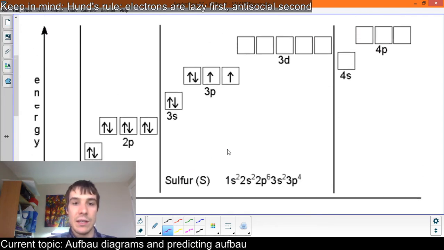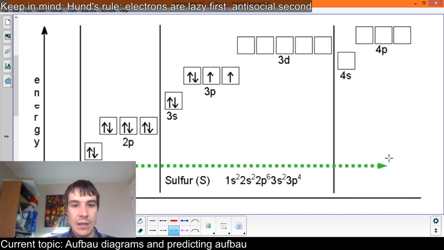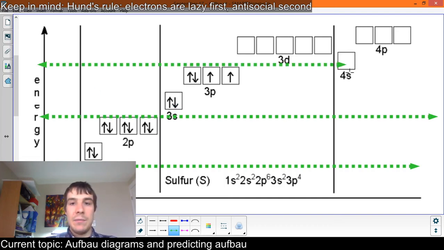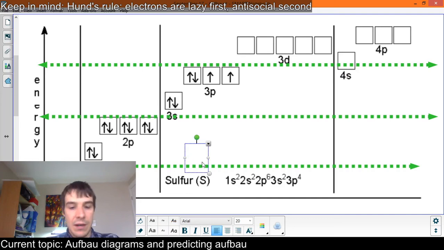There's also a shortcut that you can take, because every time you get to a new s orbital, it becomes a noble gas. So if I draw a line here, that's hydrogen and helium. Everything before 3s is everything up to neon. Everything before 4s is everything up to argon. So there's a shorthand you can take where this is helium.